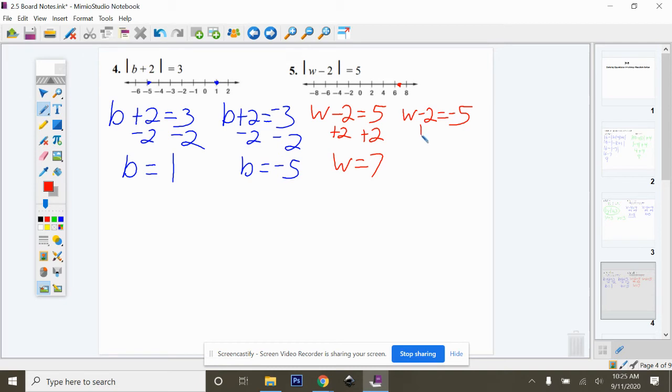Do the other one. I'm going to add 2. That gives me negative 3. And again, that's going to be somewhere between negative 2 and negative 4. Good enough.